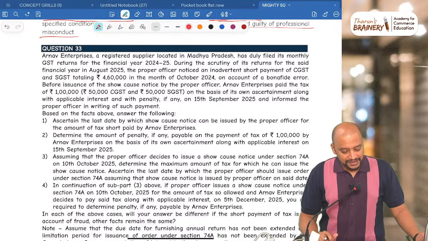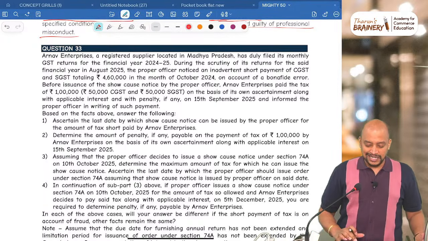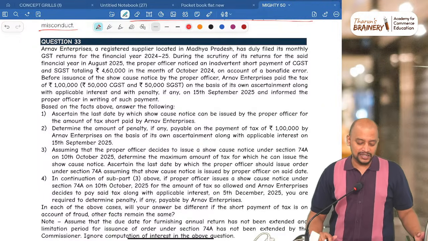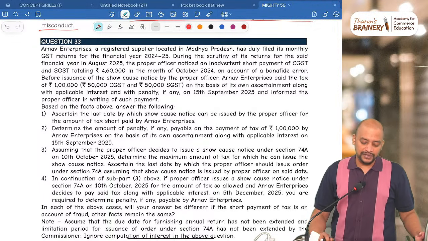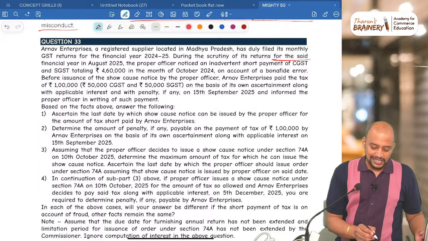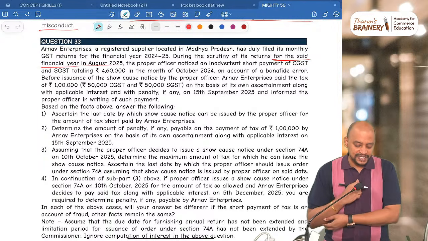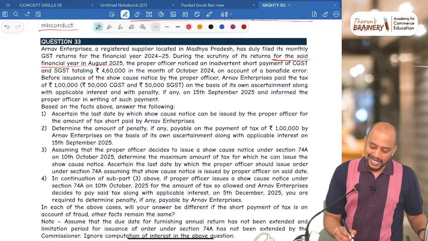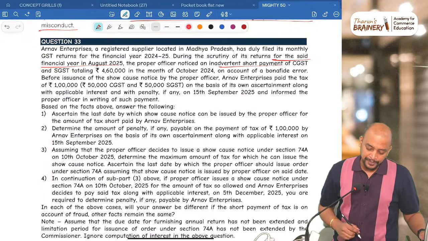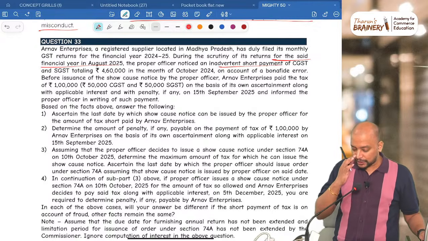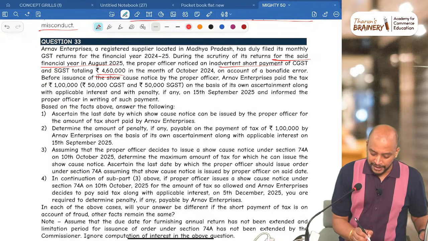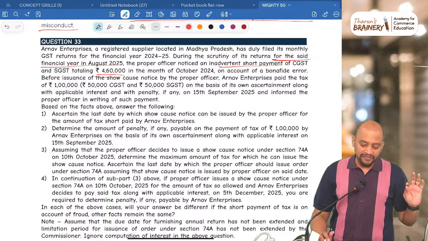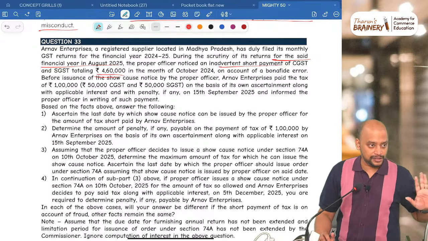Coming back to question number 33. RF Enterprises, a registered supplier located in Madhya Pradesh, has duly filed its monthly GST return for the financial year 24-25. During the scrutiny of the returns for the said financial year, so there is scrutiny assessment, they are doing scrutiny of the returns. The proper officer noticed an inadvertent short payment of CGST and SGST totaling 4 lakh 60 in the month of October. So short payment means they have not paid 4 lakh 60 on account of bona fide error, means it's not a fraud.